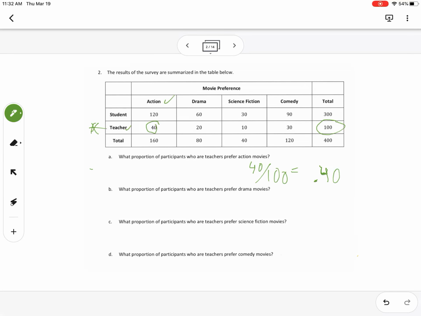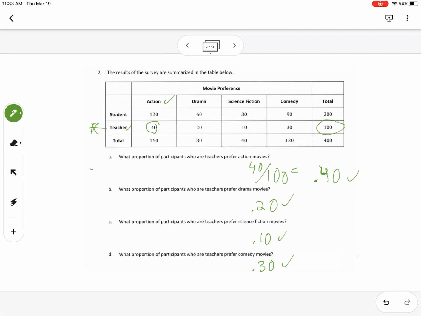The next one you should have done for drama, 20 divided by 100, and got 0.20. For science fiction, 10 divided by 100, which is 0.10. And finally for comedy, 30 divided by 100, which would get you 0.30. Now the cool thing is, if you add up each one of our frequencies, 40 hundredths, 20 hundredths, 10 hundredths, 30 hundredths, that adds up to one whole, which is one whole group of teachers, or 100% of the teachers. That is how we calculate row frequency.